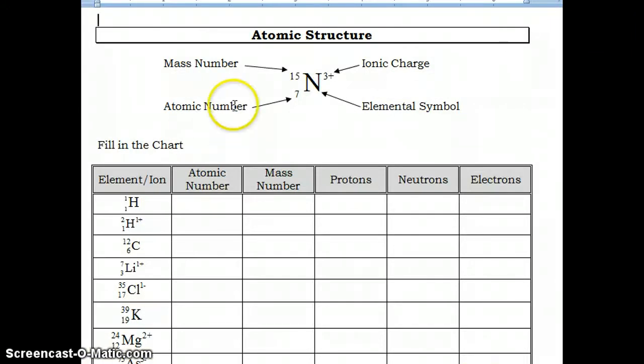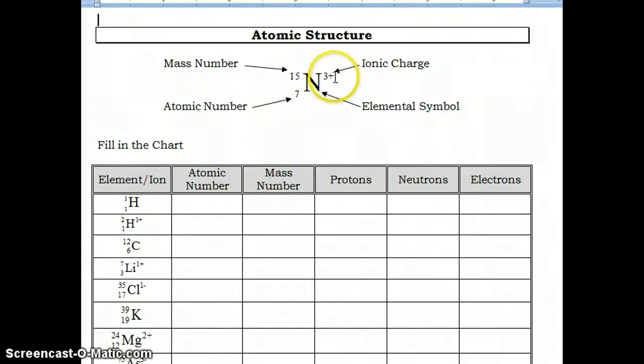You'll notice here that I've actually put all of this information on the worksheet itself, told you the mass number, the atomic number, and the elemental symbol. Now, the one thing we haven't spent much time talking about, but I plan to do this with you guys this week, is the ionic charge.